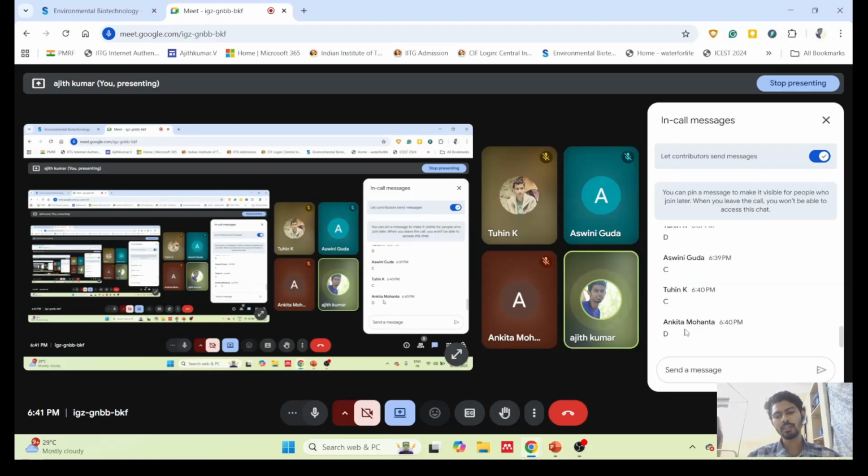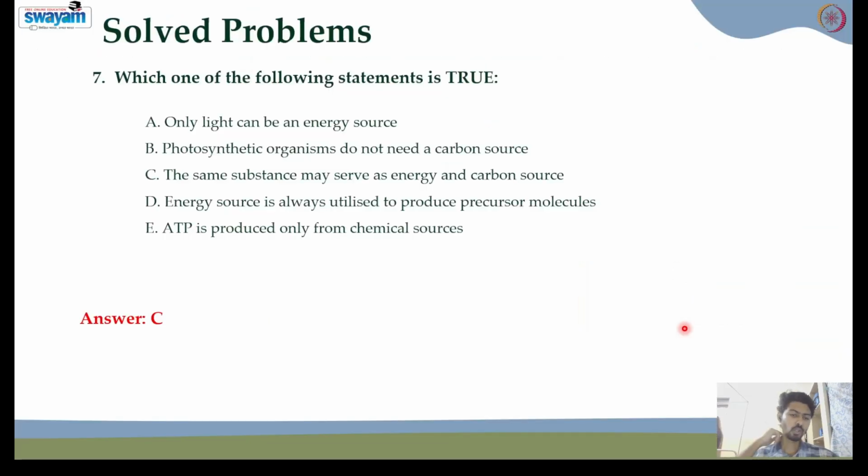What do we call a microorganism if it uses light as an energy source? Light, it is phototrophs. What if it uses chemicals as an energy source? It is chemotrophs. So, not only light, it can also use a chemical source for energy.